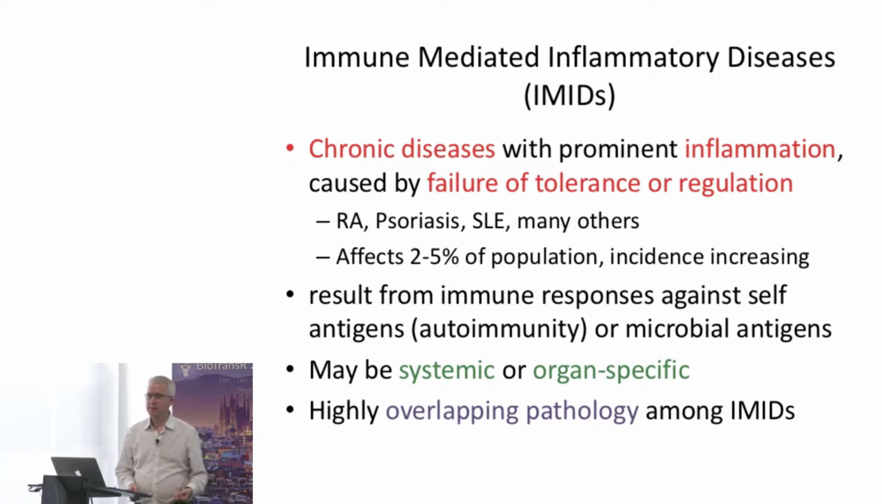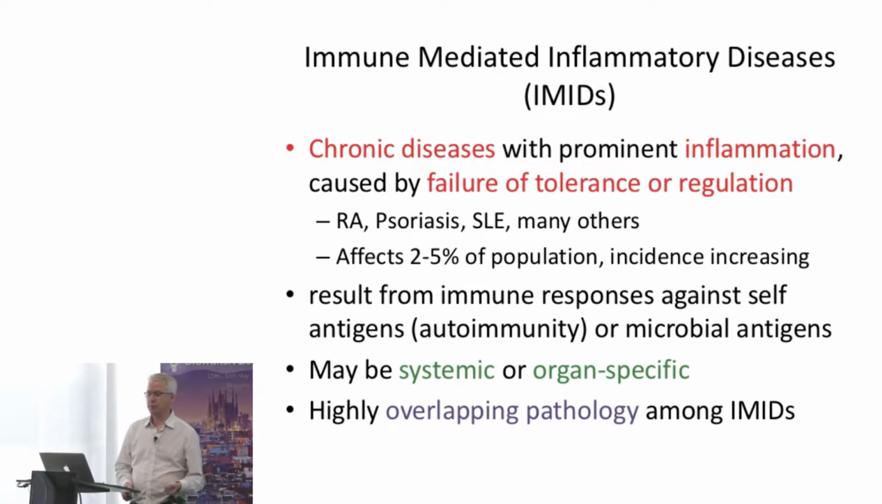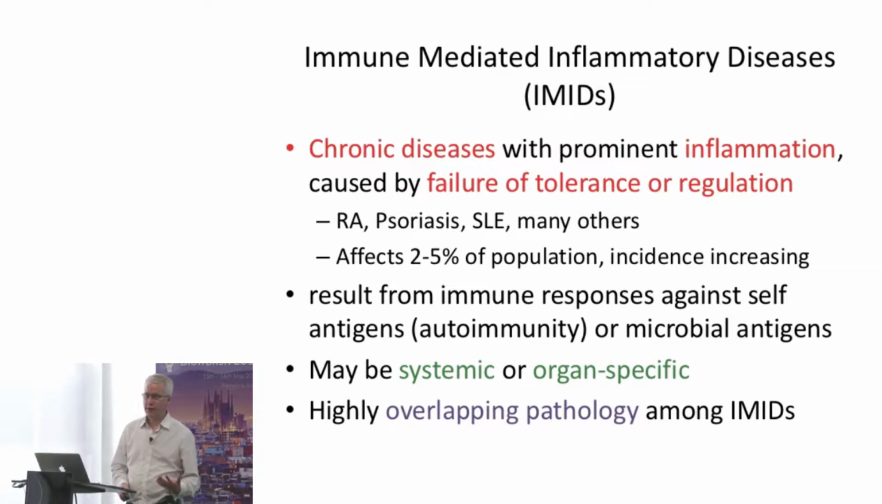So the challenge that we're trying to address here is to find ways to better treat immune mediated inflammatory diseases. So that's quite a mouthful, so I'm going to call it IMIDs from now on. So these are chronic diseases with prominent inflammation that are caused by a failure of tolerance in the immune system or a failure of regulation of the immune system. And they include things like RA, psoriasis, lupus, inflammatory bowel disease, and so on. They affect about 2 to 5% of the population, and the incidence of IMIDs is increasing. So they're thought to be caused by response to self-antigens, autoimmunity, and also potentially by microbial antigens. And there's a lot of work going on around the role of microbiome in these diseases as well.